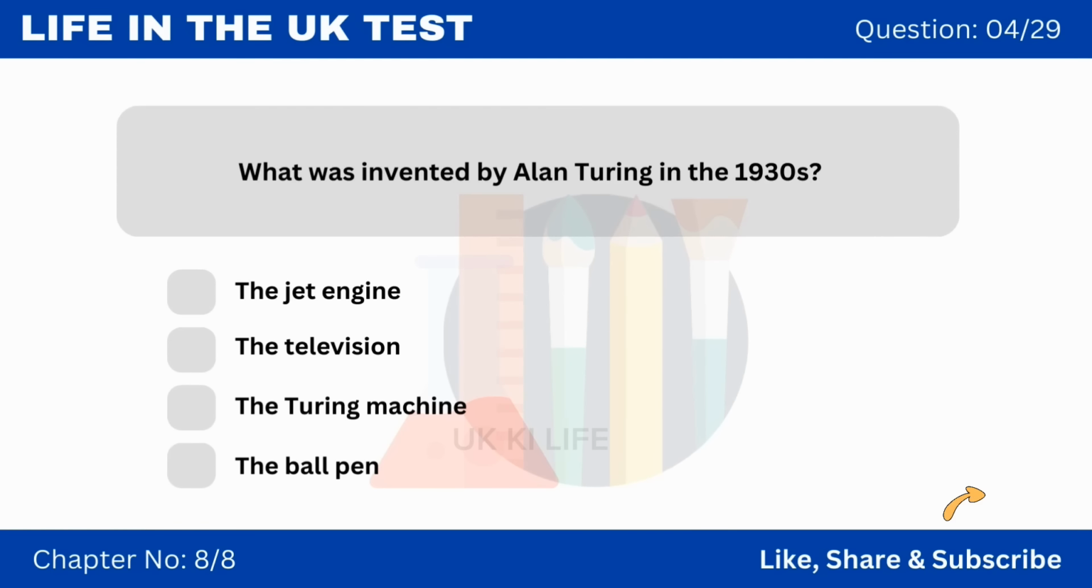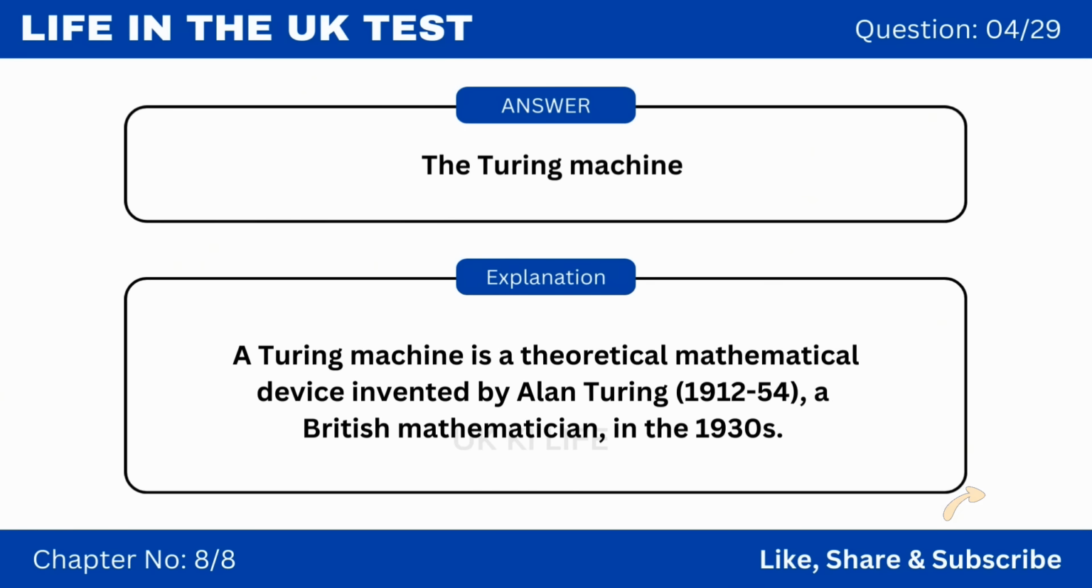The correct option is C. Explanation. A Turing machine is a theoretical mathematical device invented by Alan Turing, 1912–54, a British mathematician, in the 1930s.